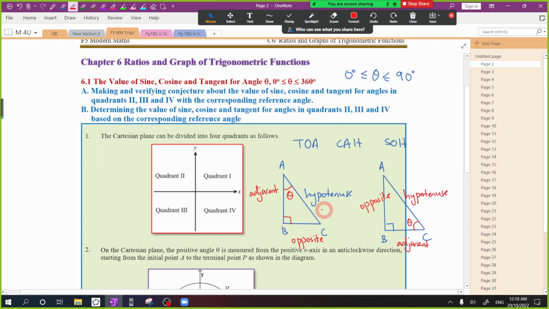So just be more careful. Adjacent side and opposite side will depend on the position of the theta. If the theta is over here, this will be opposite side, and this will be adjacent side. If the theta is over here, this will be opposite side, and this will be adjacent side. Hypotenuse, no problem. It is always opposite the right angle.